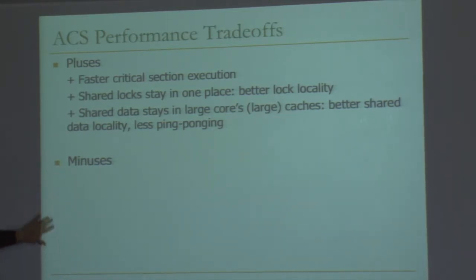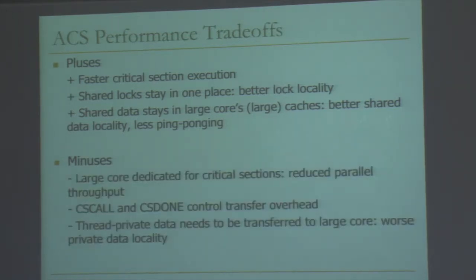But there are obviously minuses. With every idea, you have minuses too. One minus is that the large core is dedicated for critical sections, or serialized code sections. Now you have reduced parallel throughput, as we've seen. If you multi-thread the large core, you get better things, but let's say you have a multi-threaded engine, and you're executing multiple critical sections together that can be executed in parallel. Now you're reducing the acceleration for each of the critical sections, right? Because they are sharing resources of the large core.